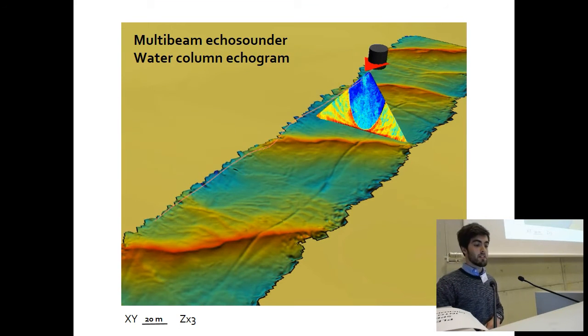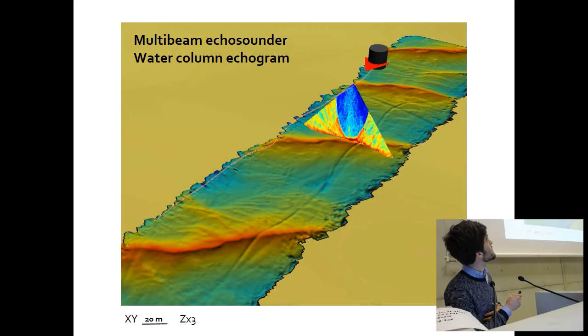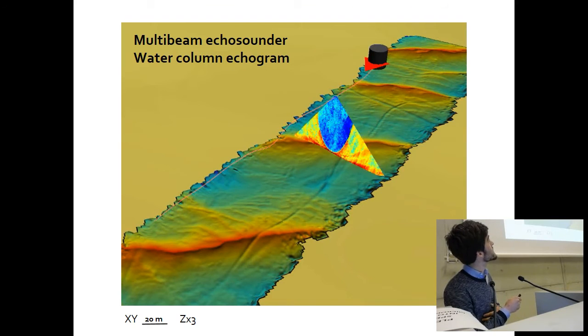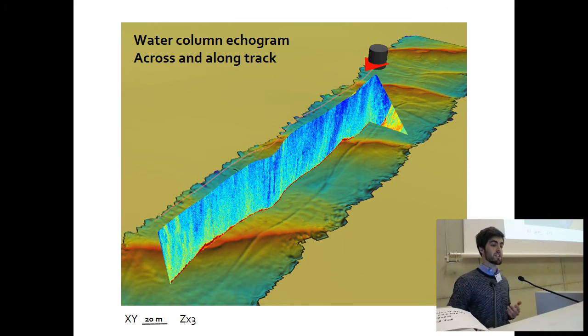We can make nice visualizations with this, where you see the input of the overspill, and here the seafloor detection and the plumes due to the dragging. You can make visualizations across and along track, and as you can already see, this takes a lot of storage space, so a lot of storage capacity is needed.